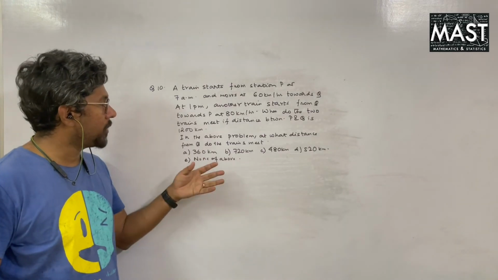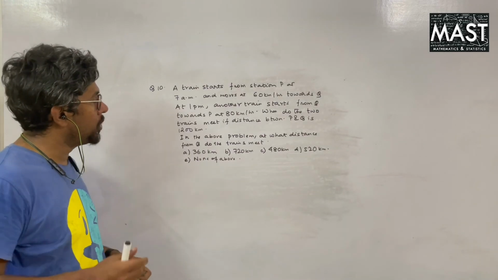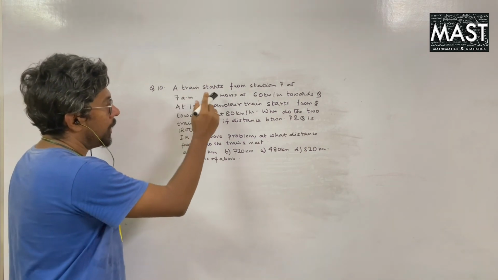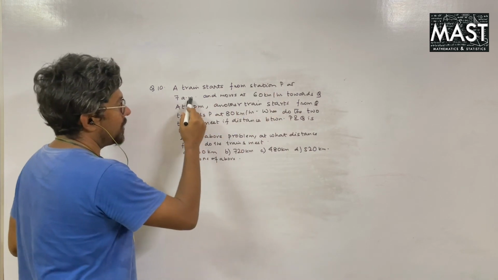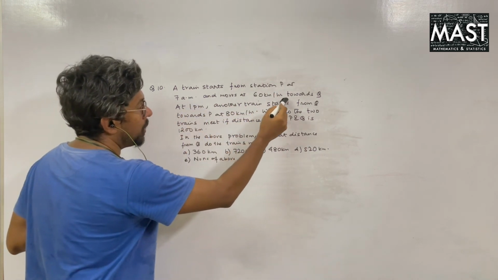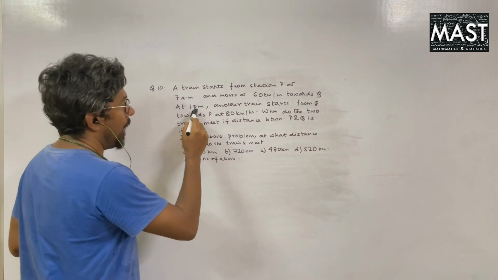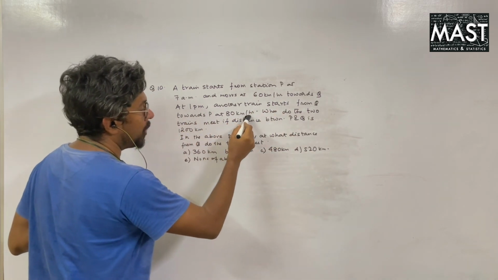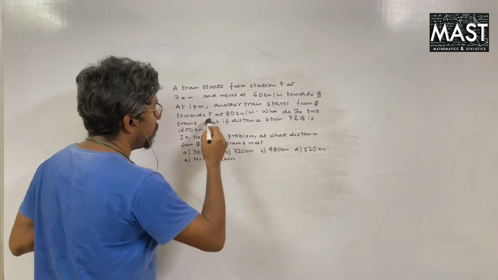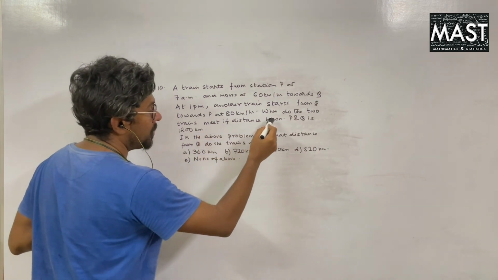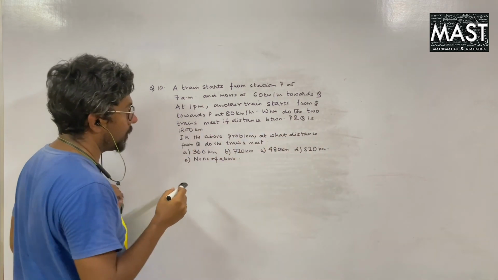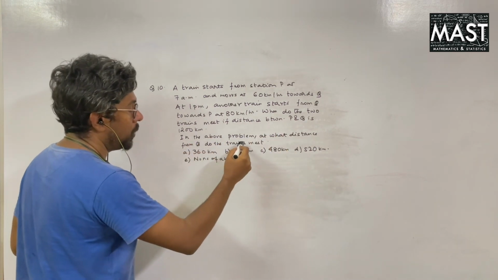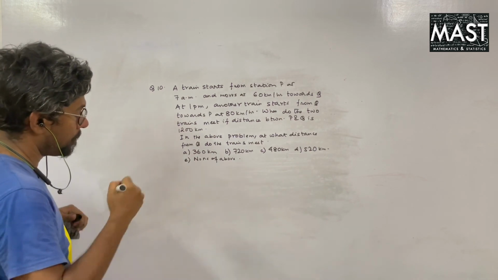Moving on to the next sum, which is a continuation from the previous sum. A train starts from station P at 7 am and moves at 60 km per hour towards Q. At 1 pm, another train starts from Q towards P at 80 km per hour. When do the two trains meet if the distance between P and Q is 1200 km? In the above problem, at what distance from Q do the two trains meet?